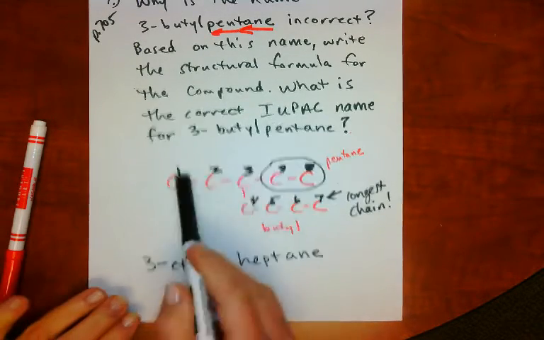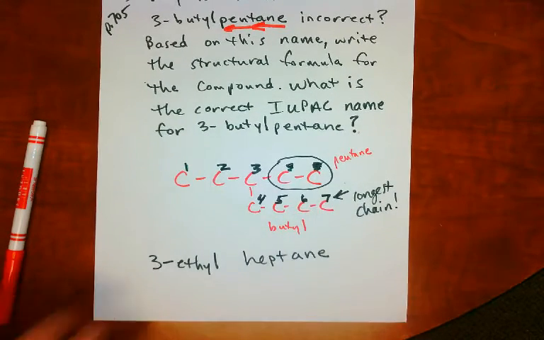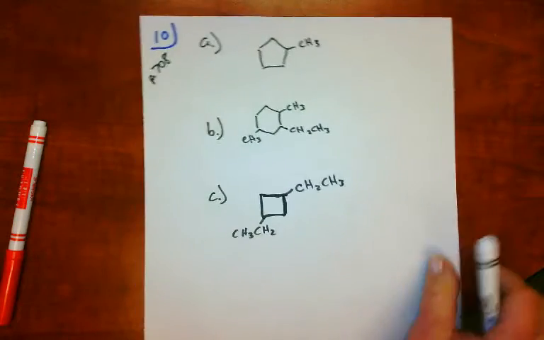Okay, so they just numbered the wrong carbon chain. The longest chain wins. Or the one with the double or triple bond wins. Last question on number 10.